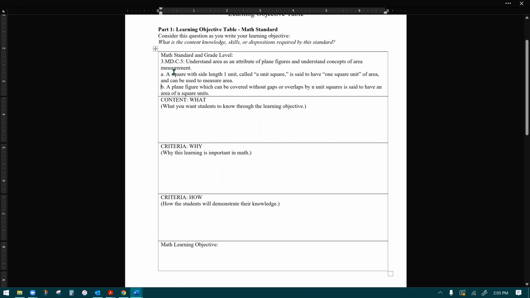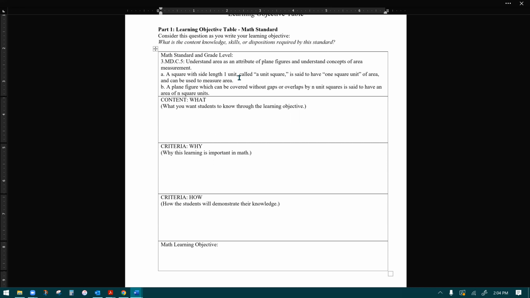So these are even further explaining what they should do around area. One, they need to understand a square with a side length of 1 unit is called a unit square, is said to have 1 square unit of area that can be used to measure an area. So when we think about area, we don't just call them like 1 or 1 inch or 1 foot. We have to think of them as square units because when we do area, we have both our length and our width, which ends up creating squares. So that's what that first part says.